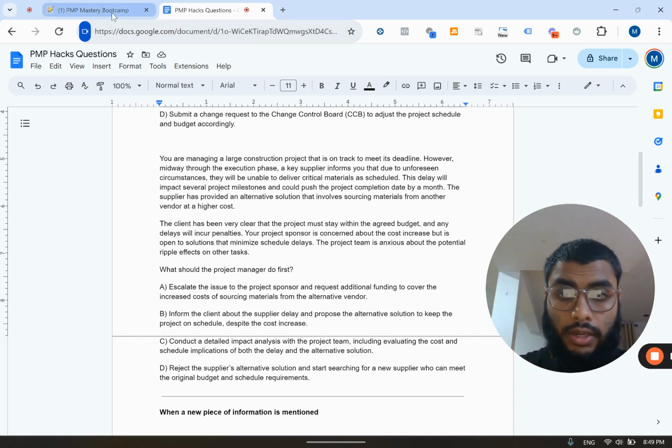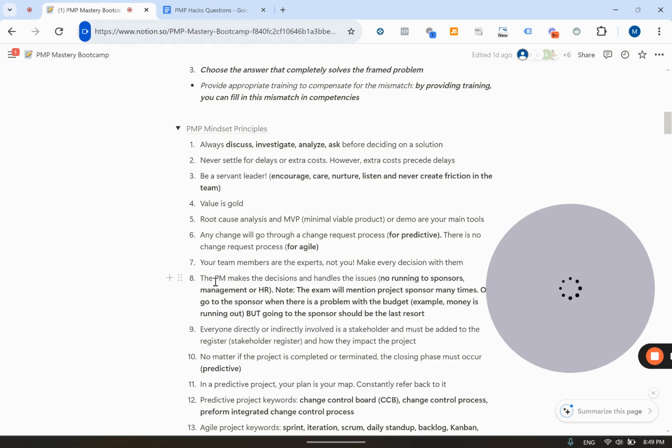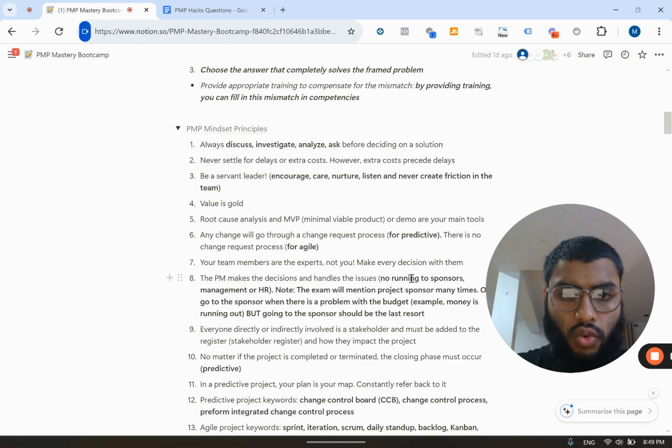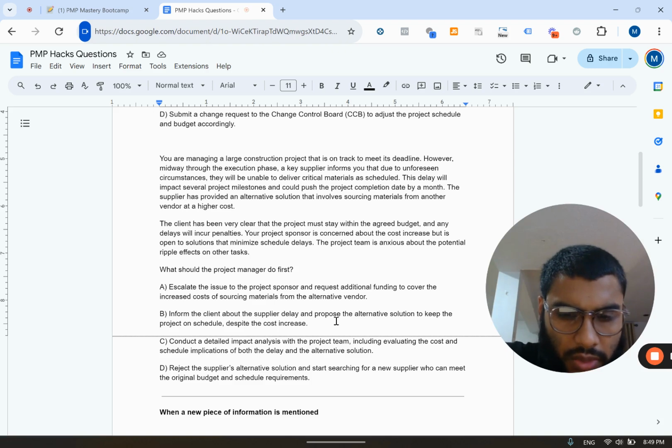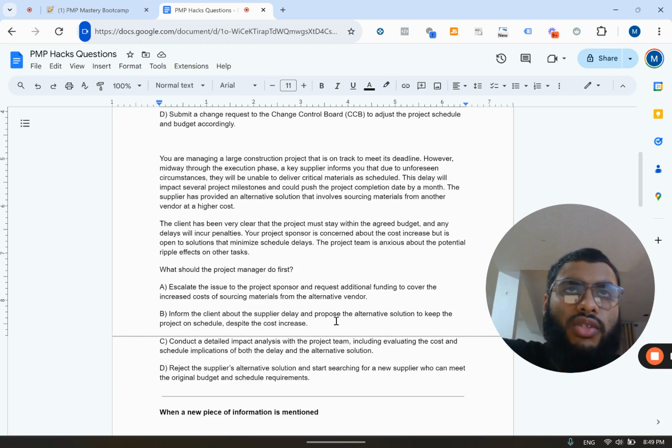If you look at principle number 8 here, no running to sponsors. Okay. Inform the client about the supplier delay and propose the alternative solution to keep the project on schedule despite the cost increase. Now this contradicts our principle number 2. We do not want to settle for extra costs immediately. That should not be the first answer that we choose. Let's move on. Conduct a detailed impact analysis with the project team, including evaluating the cost and schedule implications of both the delay and alternative solution. Okay, that's a very good answer.